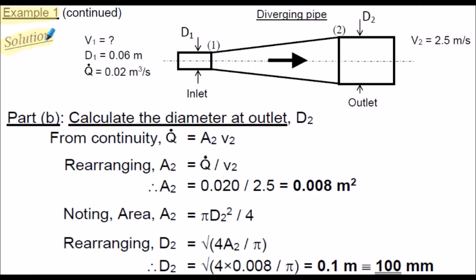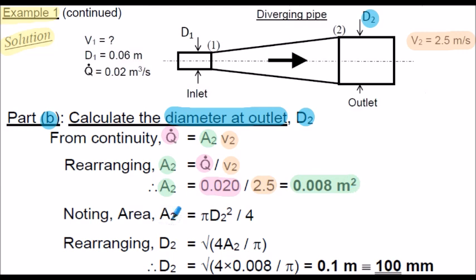Solution continued. Part B here, now going to calculate the diameter at the outlet, labelled as D2, shown here. Again, from the continuity equation, Q dot at the outlet is equal to A2 multiplied by the velocity at the outlet V2, which we're given in the question. So rearranging for area A2, in other words dividing both sides by V2 here, that's Q dot divided by V2. Inserting the values, then the outlet area A2 is 0.008 meters squared.